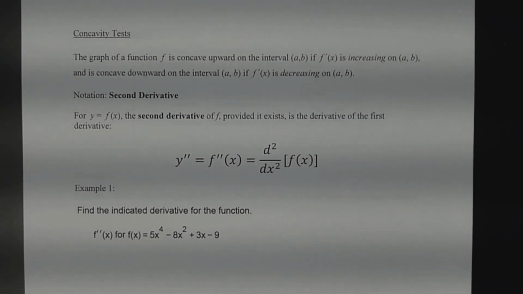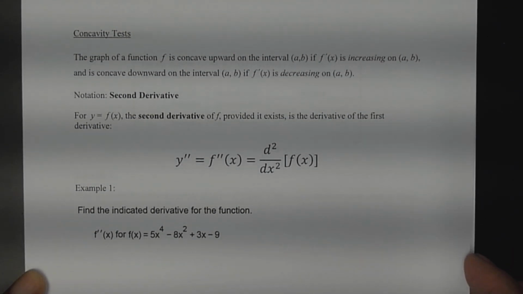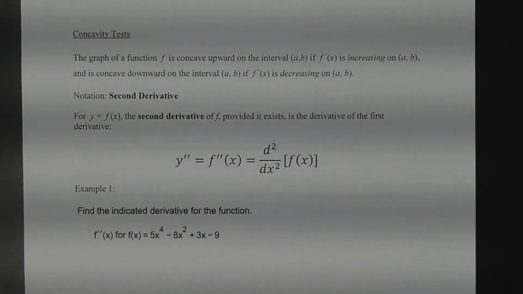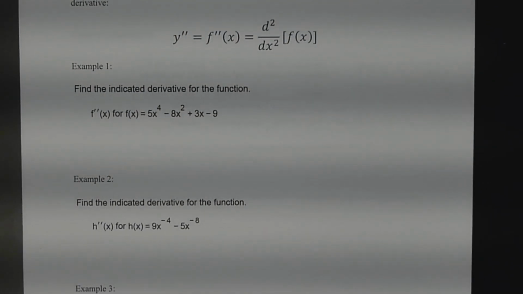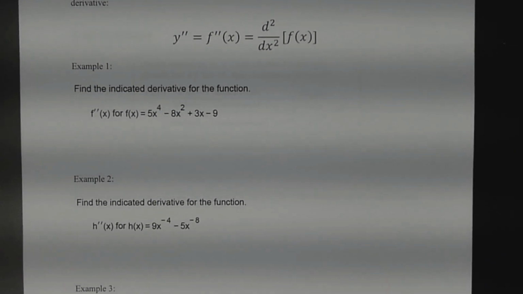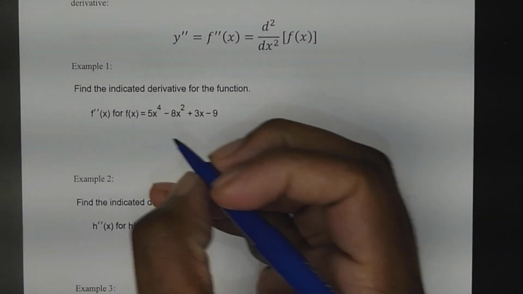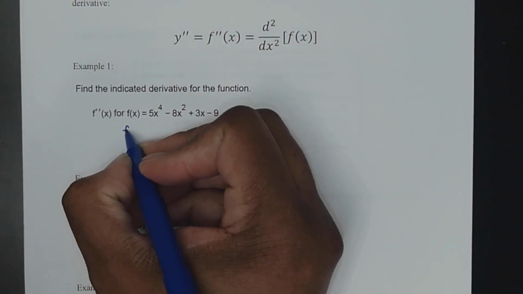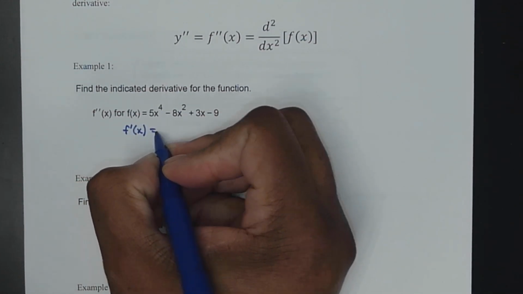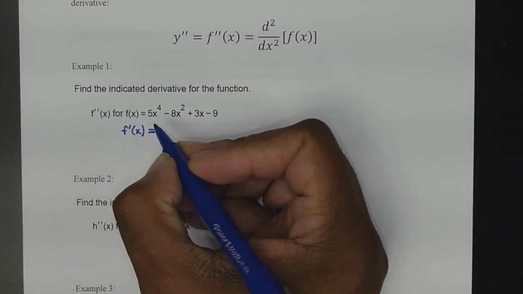And here are some examples of just that. Starting with this first example, let's say we have f of x equals 5x to the fourth minus 8x squared plus 3x minus 9. And I want to find the second derivative of the function f of x. Okay? So let's find what f prime of x is going to be. That's the first derivative.